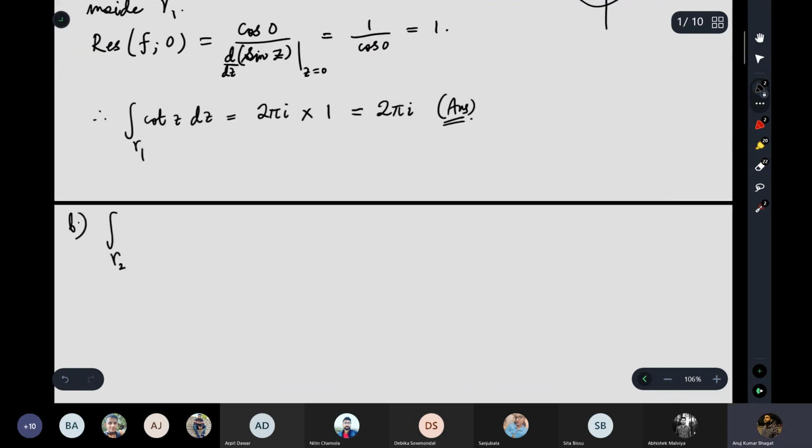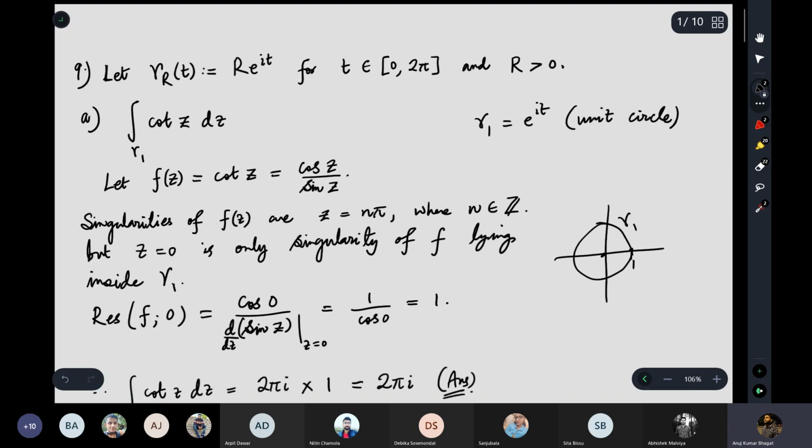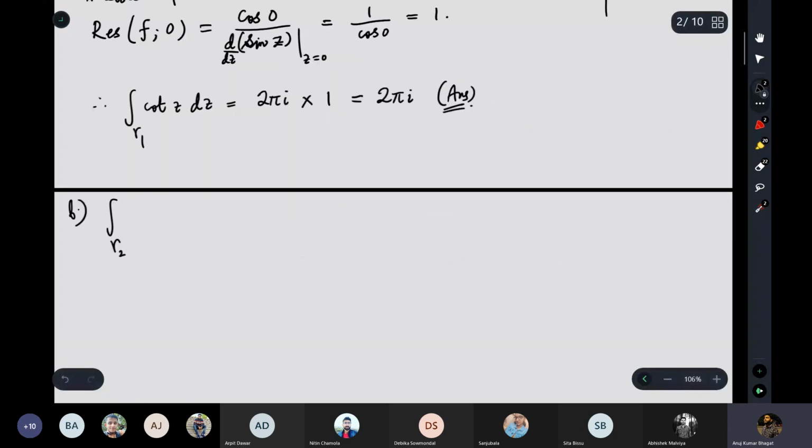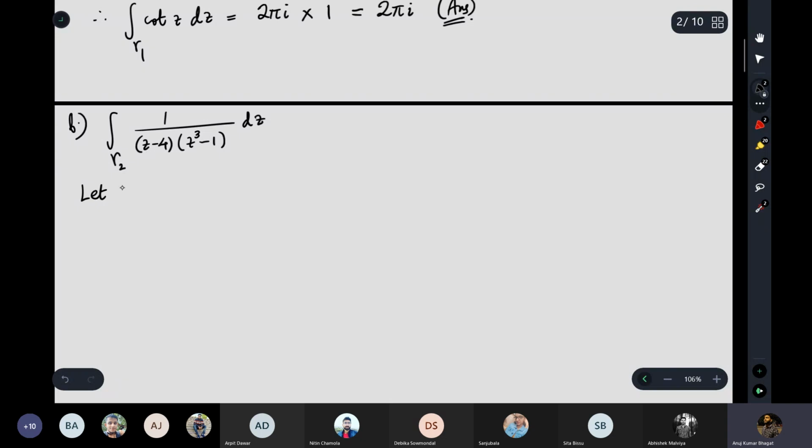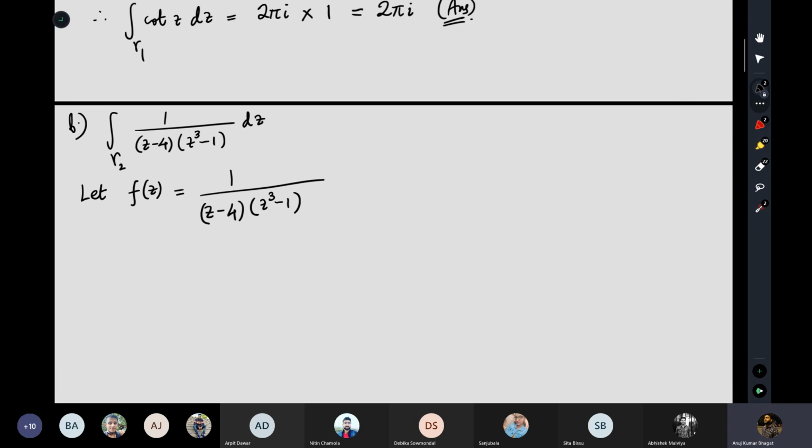So what does gamma 2 represent here according to the definition? Circle of radius 2 centered at the origin. The integral of 1 by (z minus 4)(z cube minus 1) dz. Let f(z) equal 1 by (z minus 4)(z cube minus 1). Can you tell me what the singularities of this function are? 4, 1, omega, omega square.